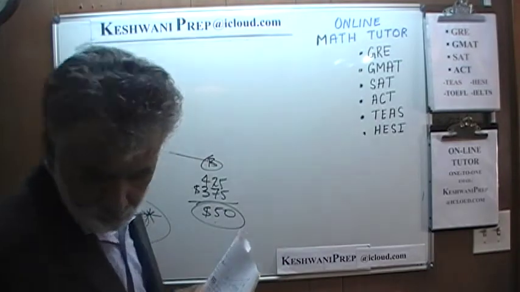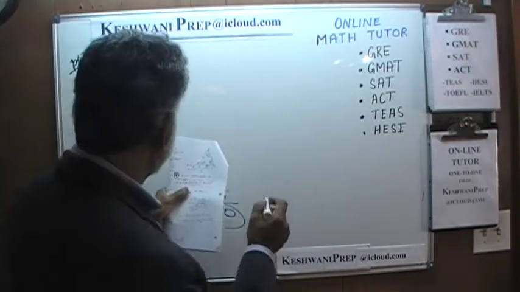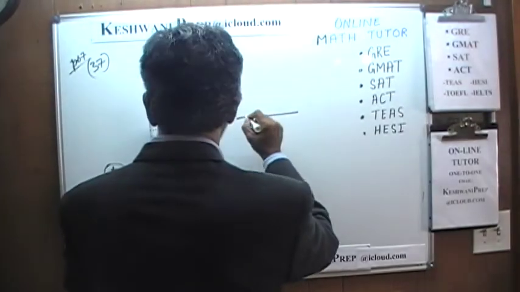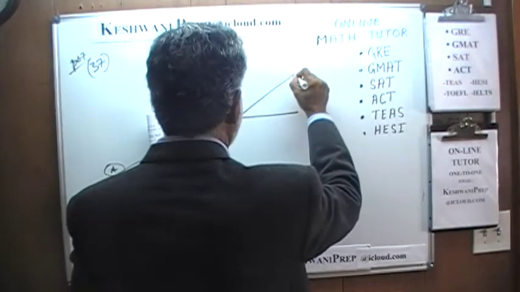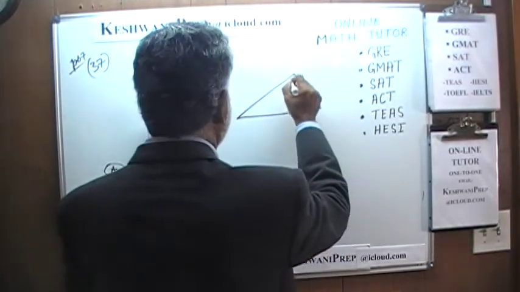Okay, let's see what we have here. We are given a triangle here that looks something like this.